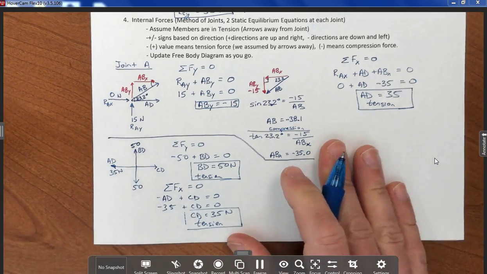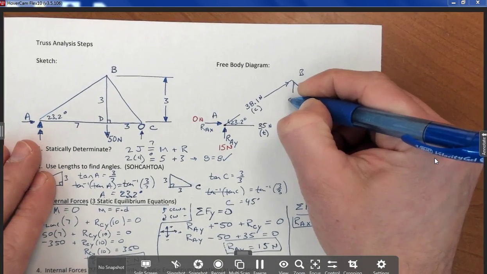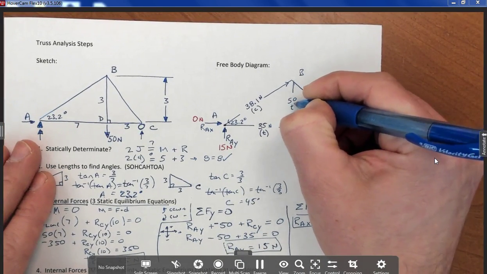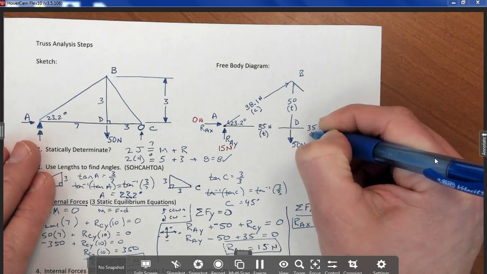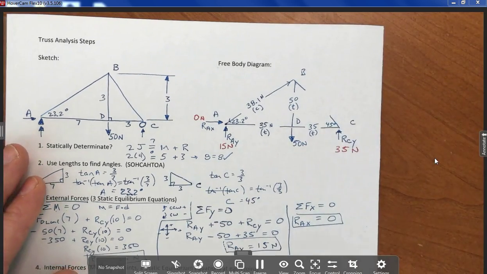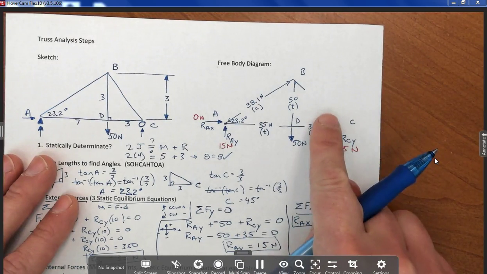So let's go update our free body diagram at the top. That should be the fun thing, getting to fill these in. So this is 50, it was a positive 50, so that means T for tension. This was 35 newtons, so that's again positive T for tension. And we have 4 out of the 5 members. The only one we're missing is BC.